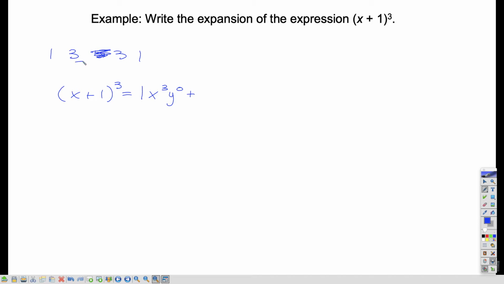Okay, so 3 is my next coefficient. x to the y to the first. Plus 3 x to the y to the second. Plus 1 x to the 0 y to the third. And then obviously I'd write it x cubed plus 3x squared y plus 3xy squared plus y cubed, yes?